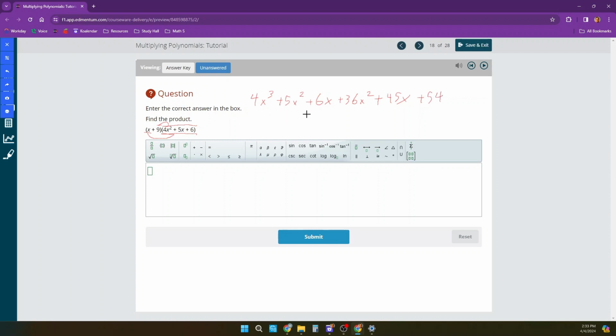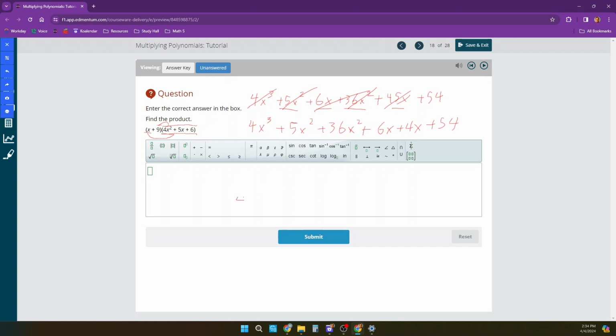Next, I'm going to see if I could combine like terms. I don't see any other x to the third term, so that's going to stay 4x to the third. I'm going to cross that out, make sure that I know that I used that. And I do see two x squared terms, so I'm going to add those together. Well, let's just put them together for now. So let's group them. 5x squared plus 36x squared. Next, I see I have two x terms. Put those together. So I'm going to plus 6x plus 45x plus 54.